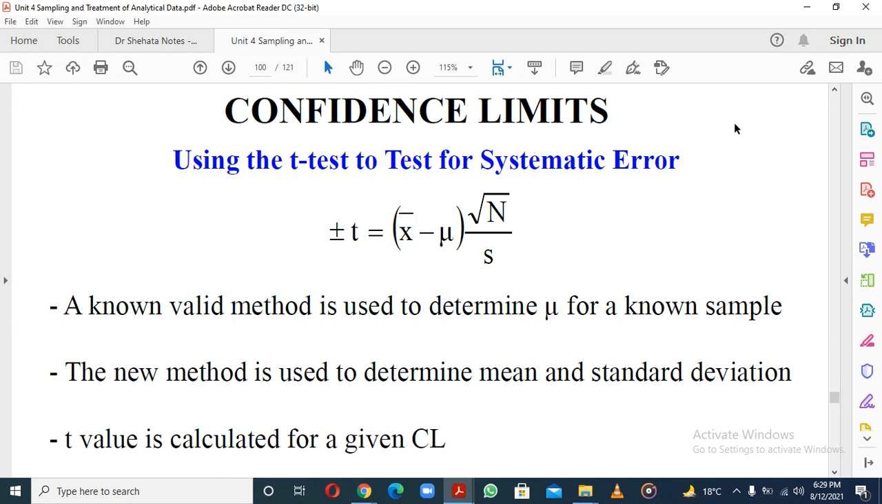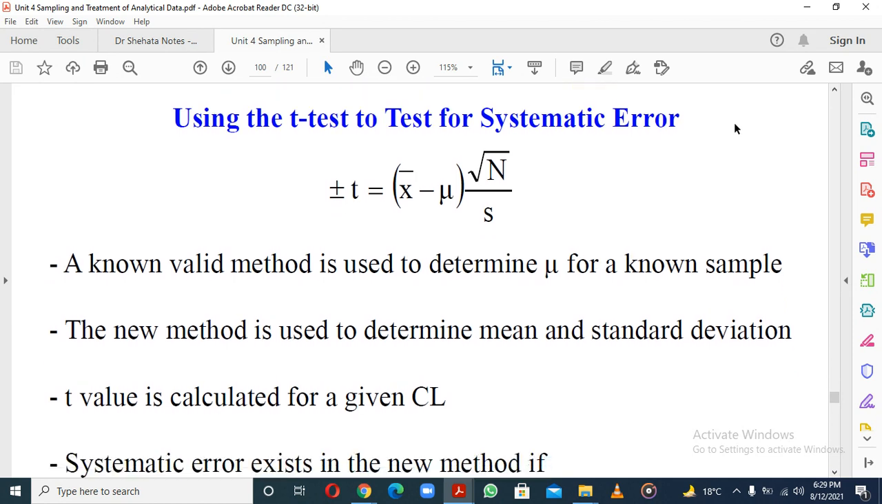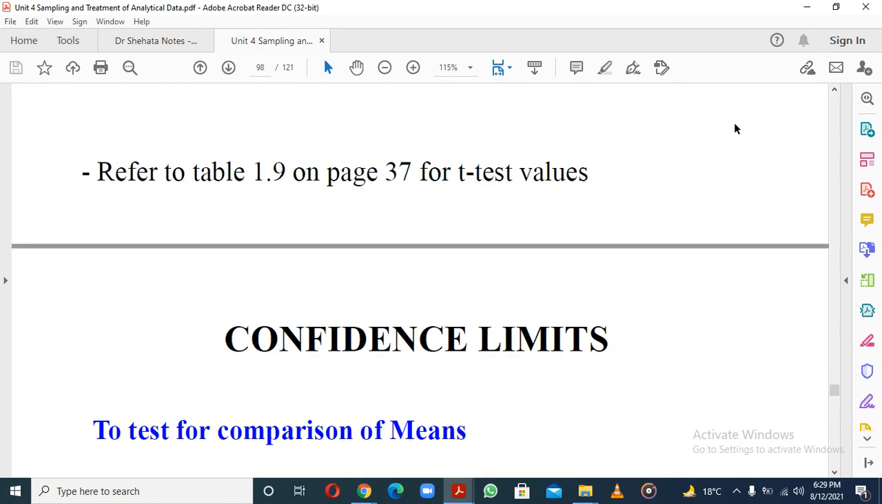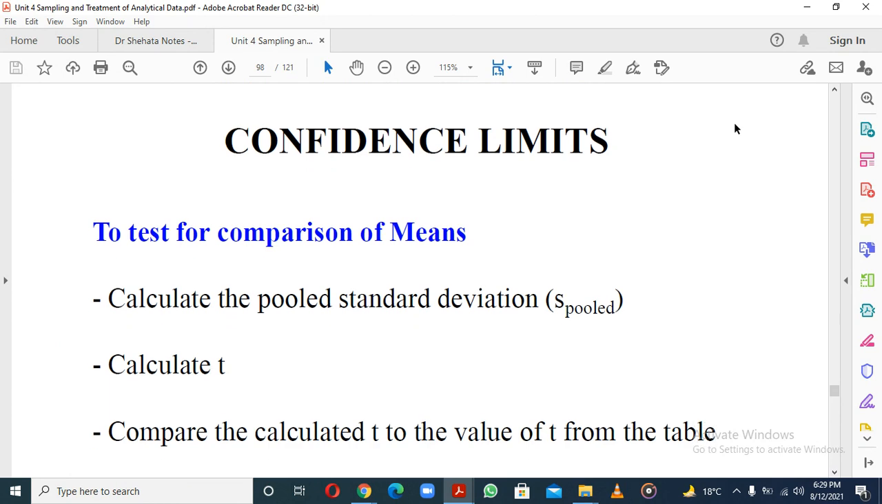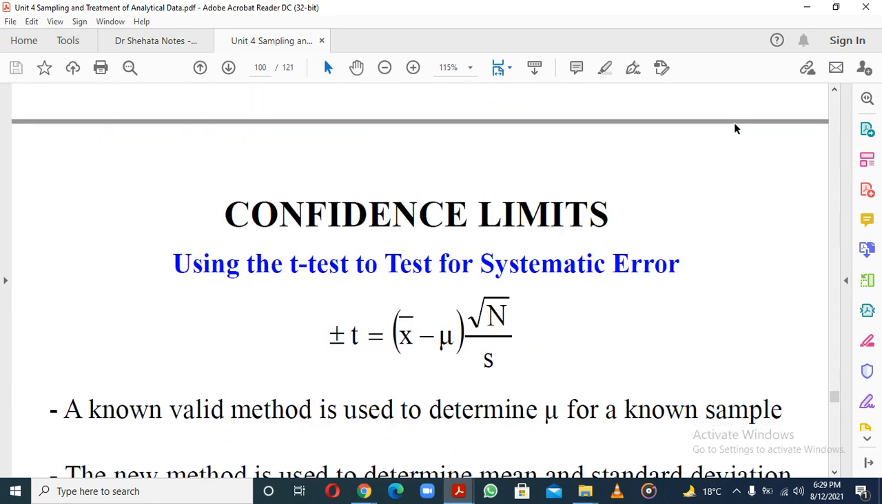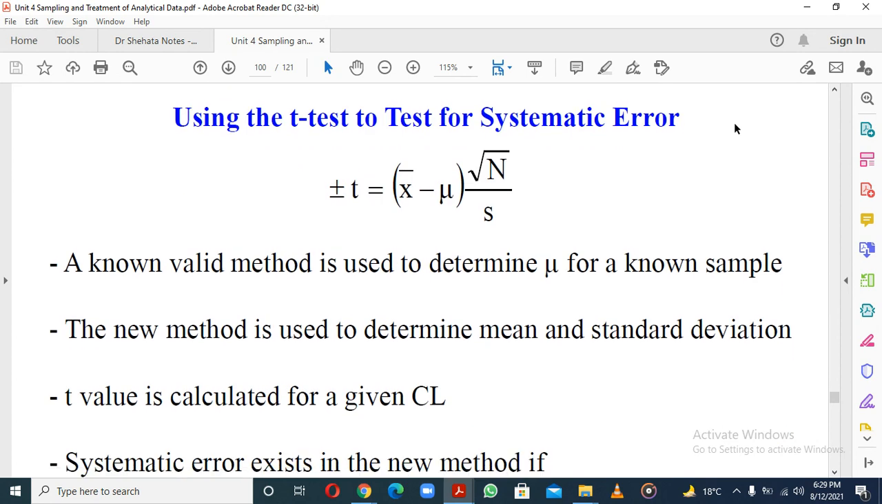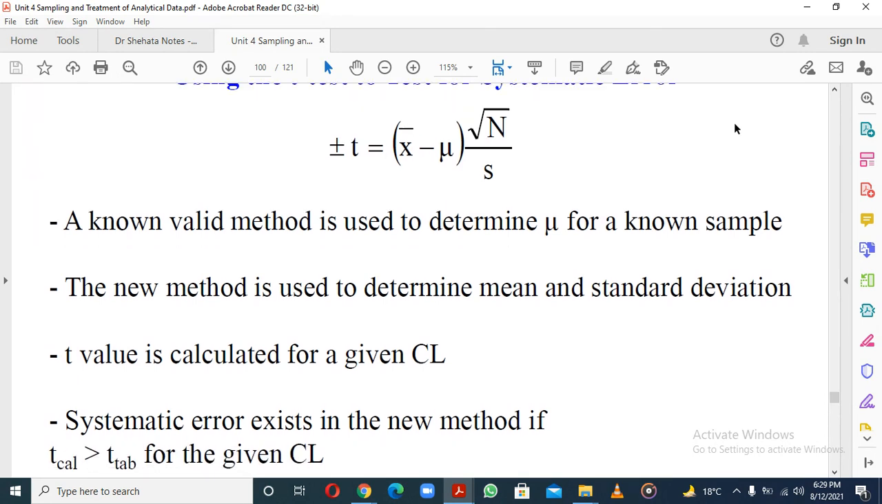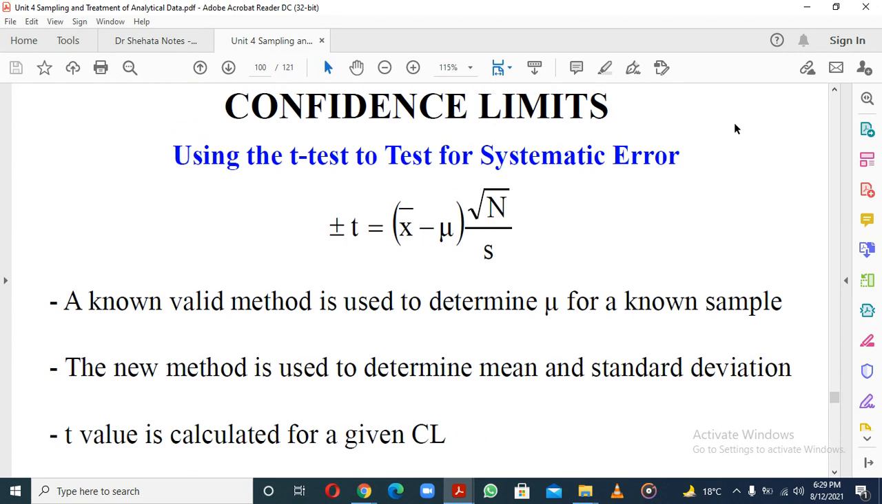Then the other thing is using the t-test for systematic error. So remember, first of all, we used it to compare the means. Secondly, now, to test for systematic error. We know systematic error is something that you can do something about, isn't it? And if you can do something about it, it's something that you can discover.